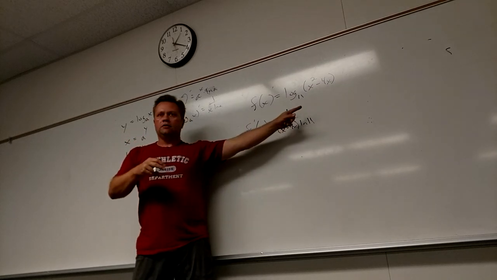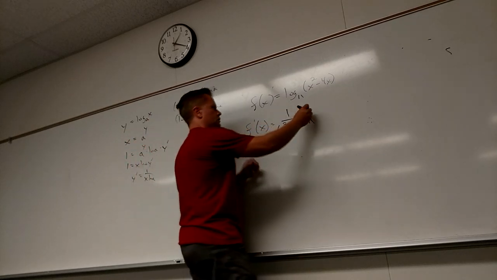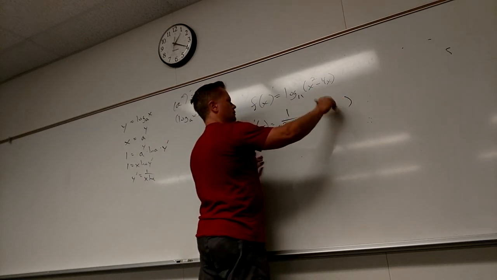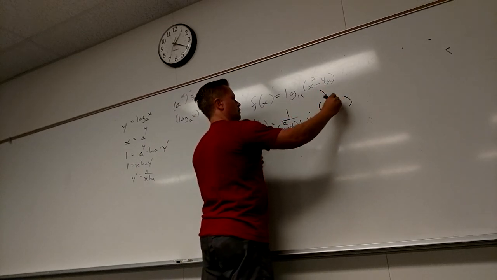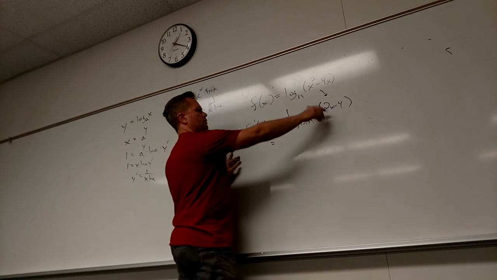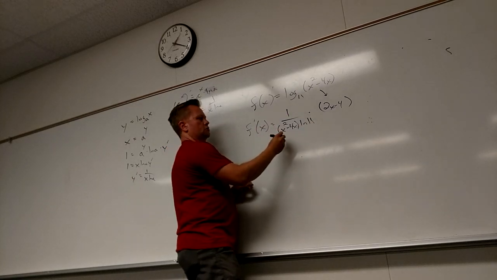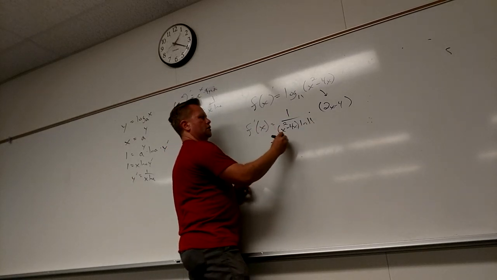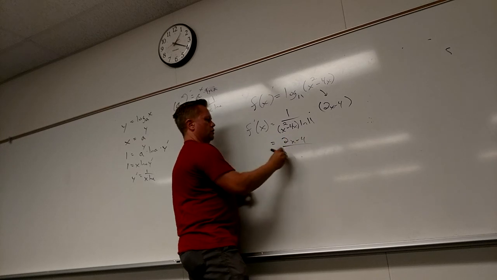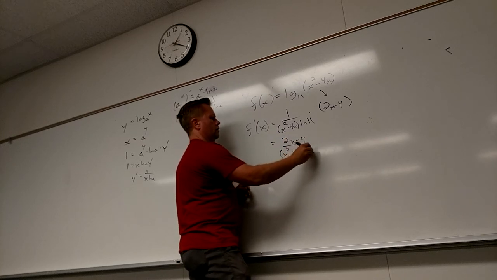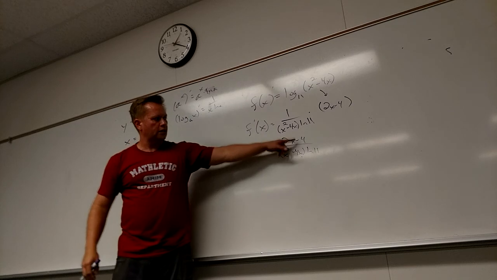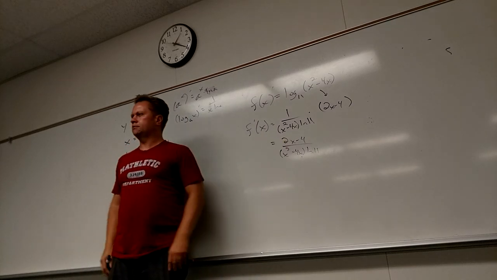And then I'm not done, right? Times the derivative of the inside. So I get, well, in this case you can't cancel. 2x minus 4 over x squared minus 4x, ln 11. Nothing cancels in these two, but sometimes it might. You just got to check.